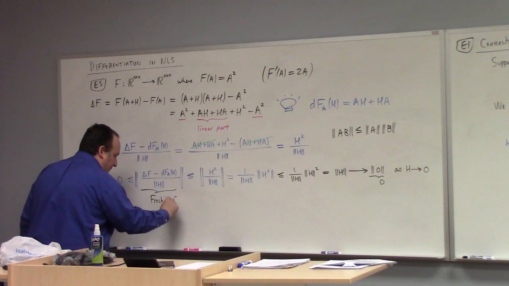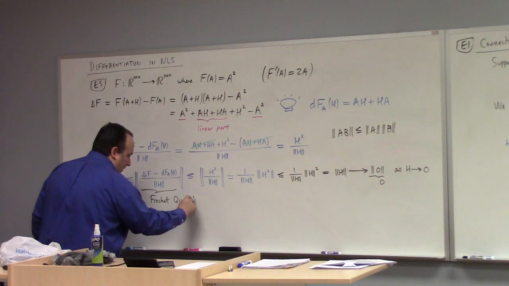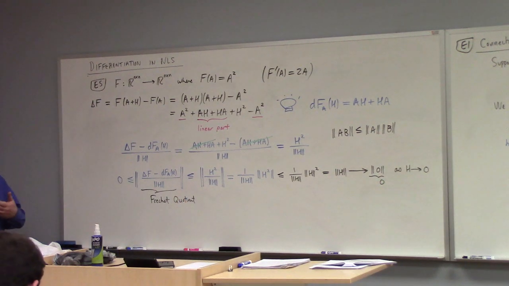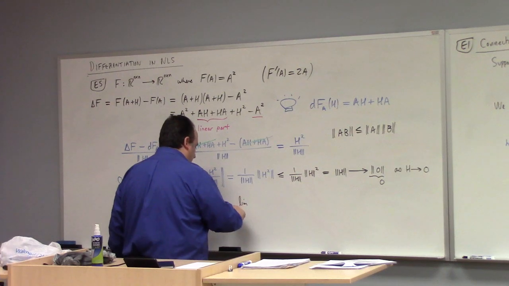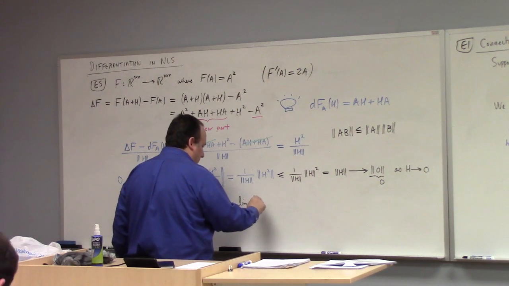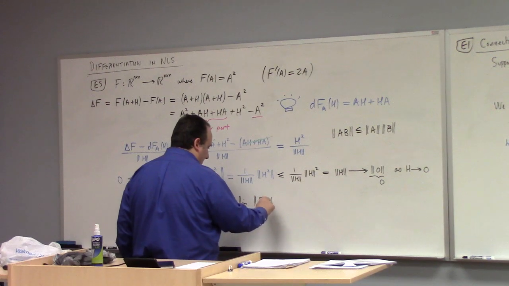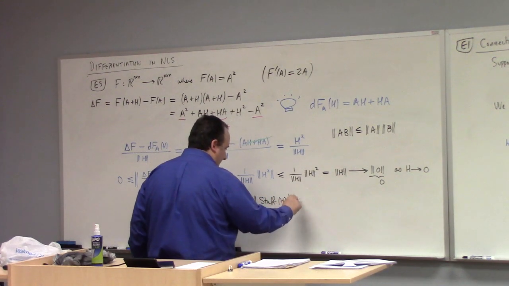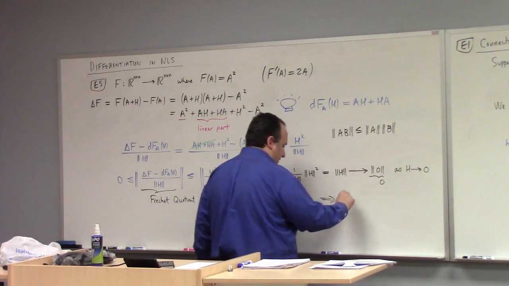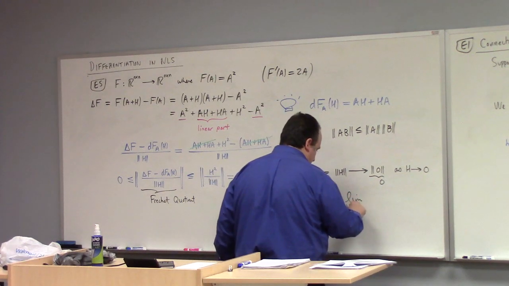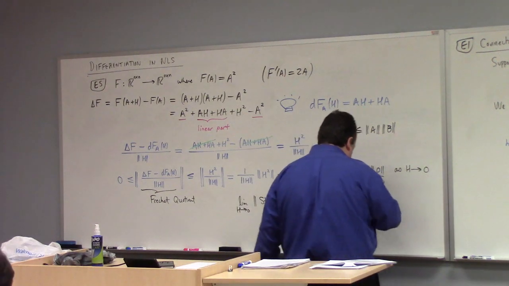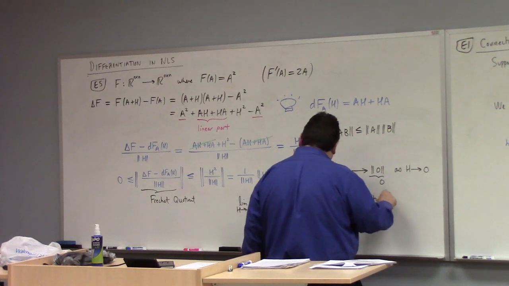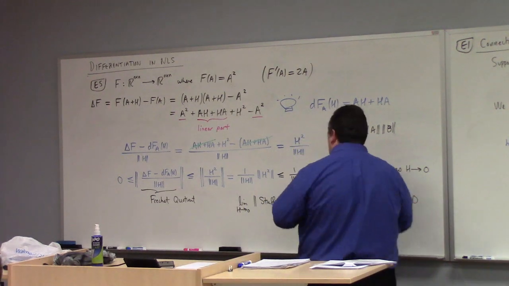is 0, limits to 0, and then it follows that this is a theorem, and yet another theorem. If you have the limit as h goes to 0 of the norm of stuff equal to 0, then that means that the limit as h goes to 0 of stuff is equal to 0. So we're using that here.